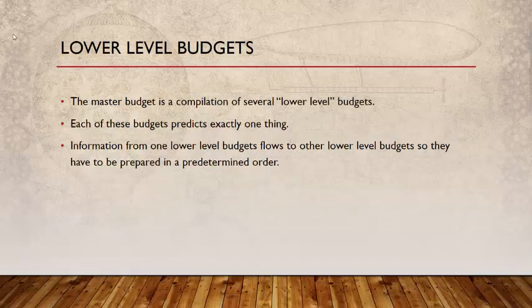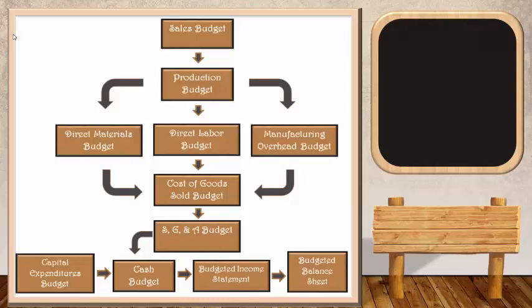To prepare a master budget, you have to break it down into a compilation of what they call lower level budgets. Each of these budgets focuses on exactly one thing. So we're going to have a budget purely for the amount of units that we expect to produce. We're going to have a budget purely for the amount of revenue we expect to generate. We're going to have a budget purely that focuses on how much we're going to spend on direct materials during the period and how much materials we're going to have to buy in order to make that necessary amount of production. Information from one budget will flow to another budget. So you have to prepare a master budget in a preset or predetermined order. And that order is this.